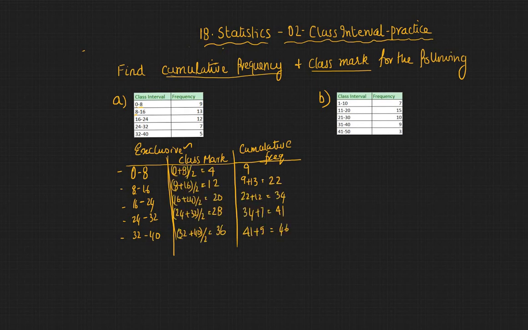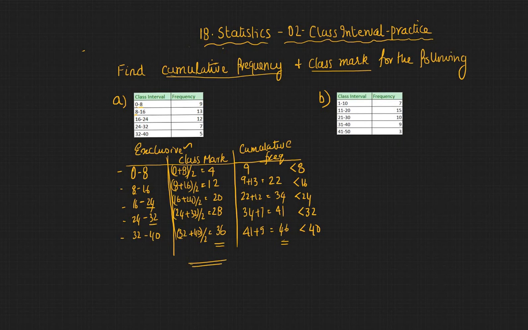If you got this, then you're right. You have the class mark, which is the average, and cumulative frequency, which is adding all the frequencies. What cumulative frequency means is there are these many values less than 8, these many values less than 16, these many values less than 24, which is the upper limit of the class interval. So 41 items less than 32, and less than 40 you have 46 counts. So we're done with the first one.